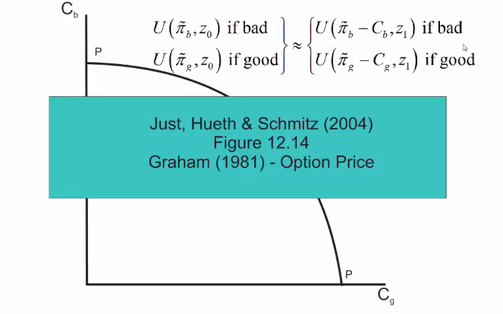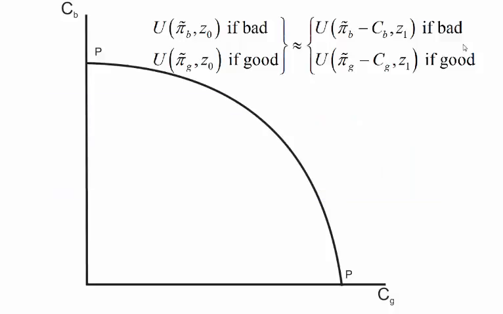In this video, we're going to quickly go through the Just Hueth Schmitz model of Graham's 1981 paper, which presents the option price in a graphical framework. This is figure 12.14 in their text. The question that Graham is addressing here is, what's the value of a change from Z0 to Z1 under situations of risk to a firm?